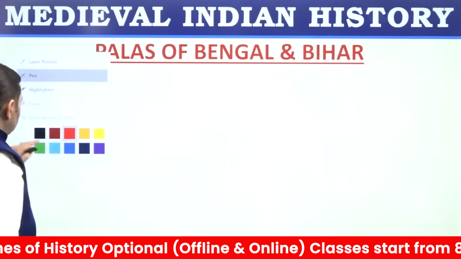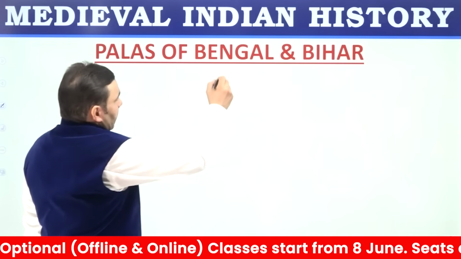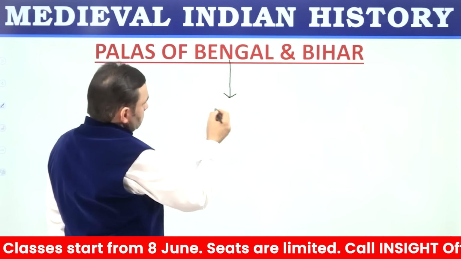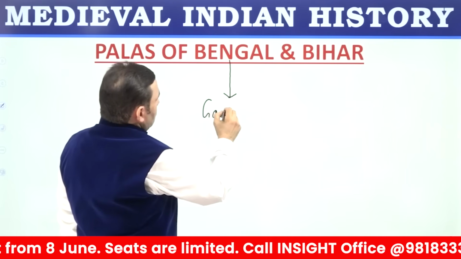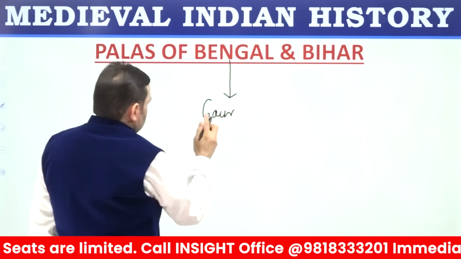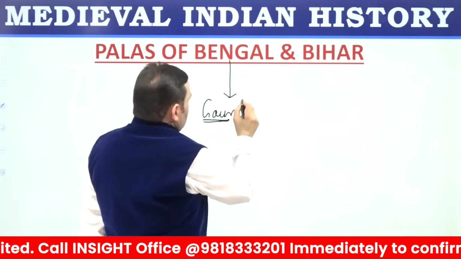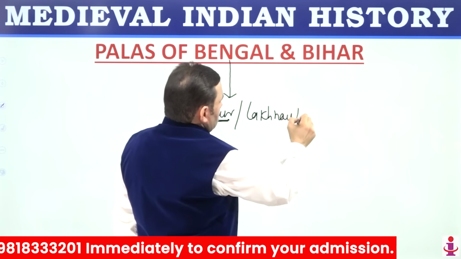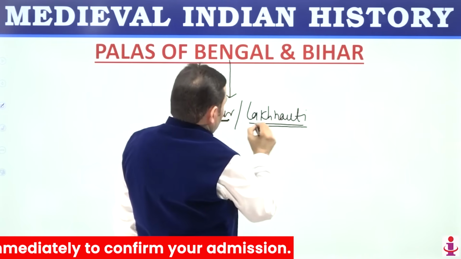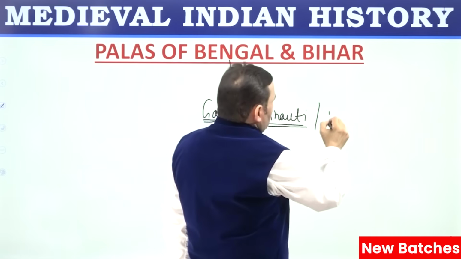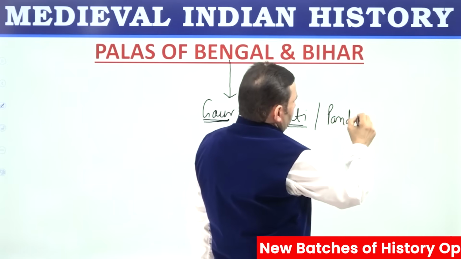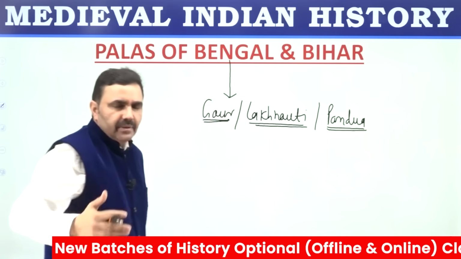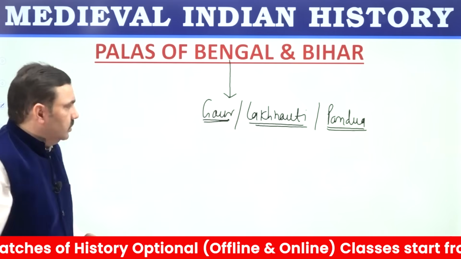Palas of Bengal, Bihar. Capital was Gaur, Lakhnauti. Later on, Pandua. So Gaur was the capital, then the capital of this kingdom moved to other places.